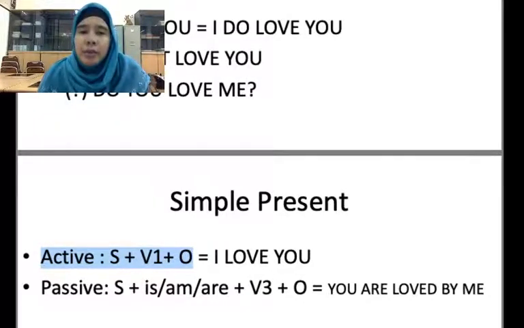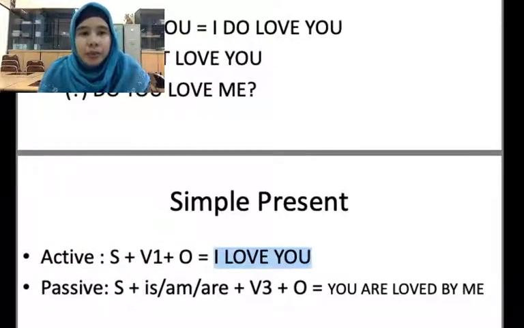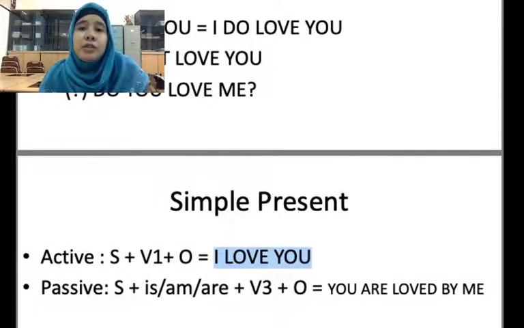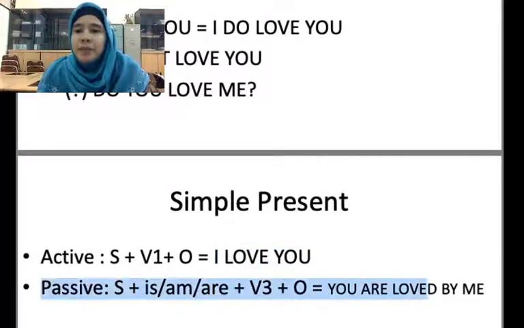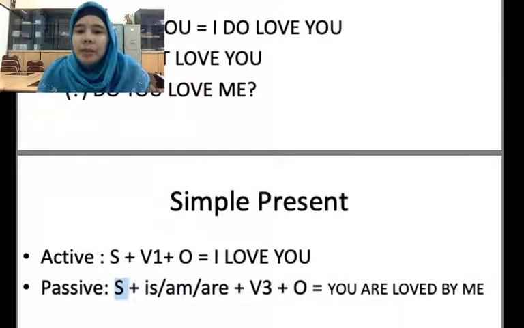Kalau untuk negatifnya, mungkin you can go back to the tenses materials in the third meeting. Okay, this is the example. I love you. Kalau jadi she loves you. He loves you. Okay, and when it comes to the passive voice, this one. Subject plus is, am, are, so the be in the simple present is is, am, are. Kemudian added with the verb 3 and then the object.